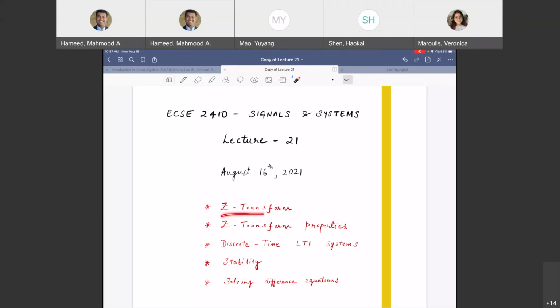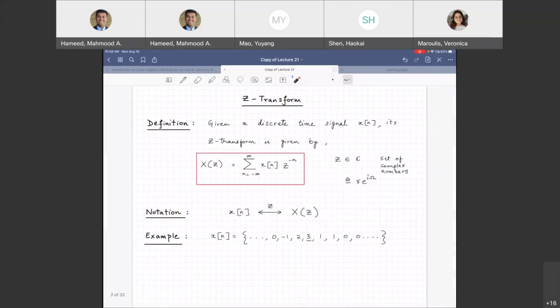So we'll talk about Z transform definition, formula. We'll try to apply that to a certain few discrete sequences. We'll talk about properties. We'll talk about discrete time LTI systems, computing the response of that, and then stability. And then if you have time left, which I don't think we will, we'll get to solving difference equations. If I'm not covering the topic, you will not be held accountable for that for final exam. Z transform.